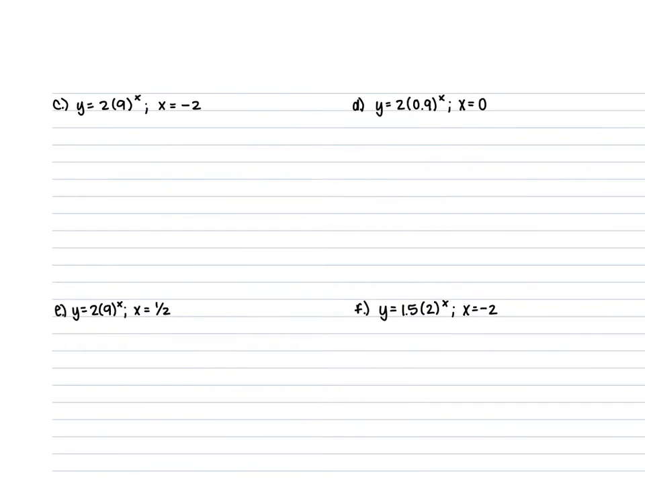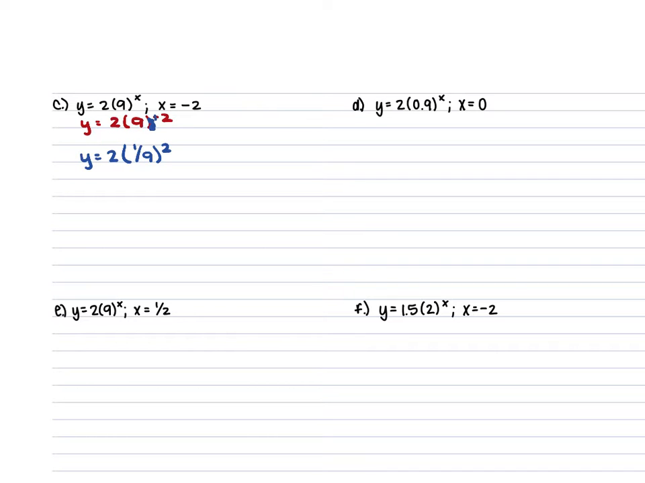For example C, we have y is equal to 2 times 9 to the power of x, where x is negative 2. So again, I'm going to plug this negative 2 in. This is going to give us y is equal to 2 times 9 to the power of negative 2. I want that negative 2 to become a positive 2. So take the reciprocal of 9, flip it. You have y is equal to 2 times 1/9 to the second power.